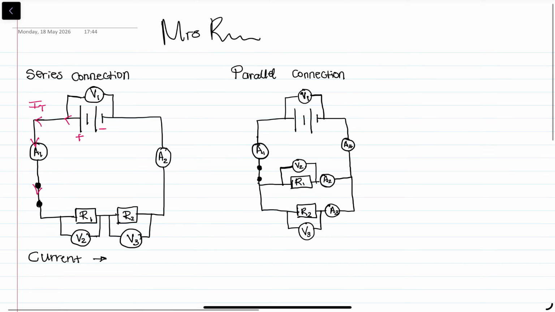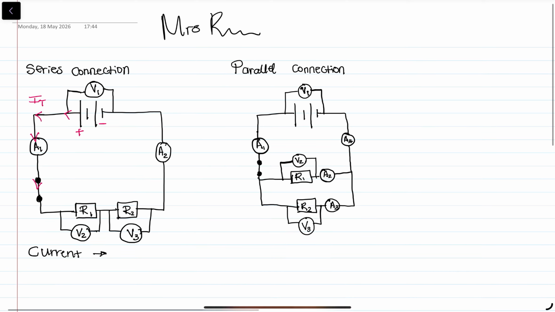It's going to pass through A1, meaning that at A1, the reading that you're going to get is the I total, right? Then it's going to pass through the closed switch. It's not going to go to V2, V1, or V3.